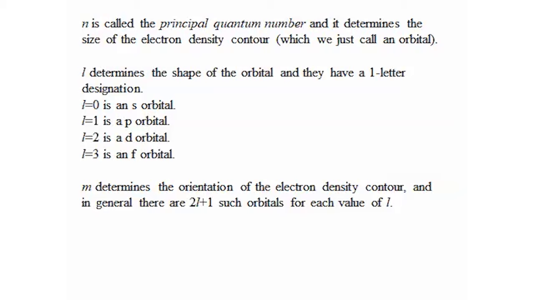l determines the shape of the orbital, and each value of l has a one-letter designation. If l is 0, it's an s-orbital, or spherically shaped. If l is equal to 1, it's a p-orbital. If l is equal to 2, it's a d-orbital, and if l is equal to 3, it's an f-orbital. m determines the orientation of this orbital or electron density contour, and in general there are 2l plus 1 such orbitals for each value of l.